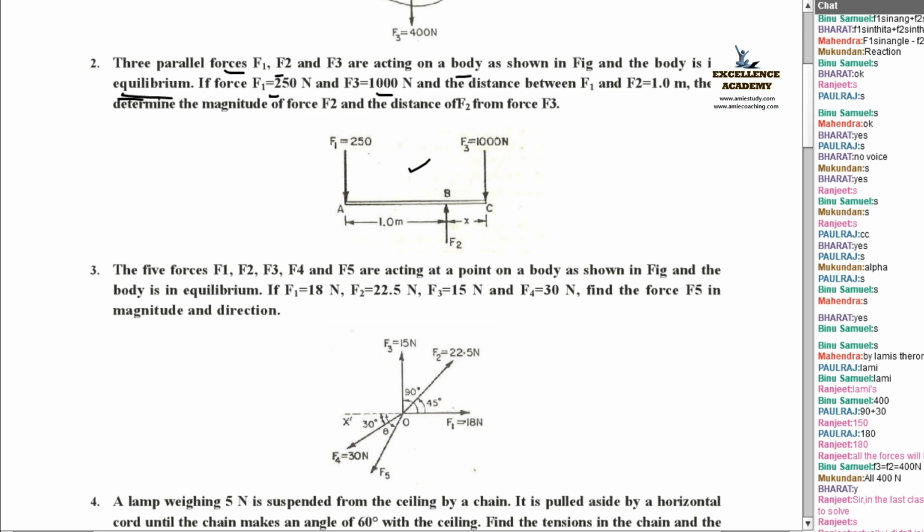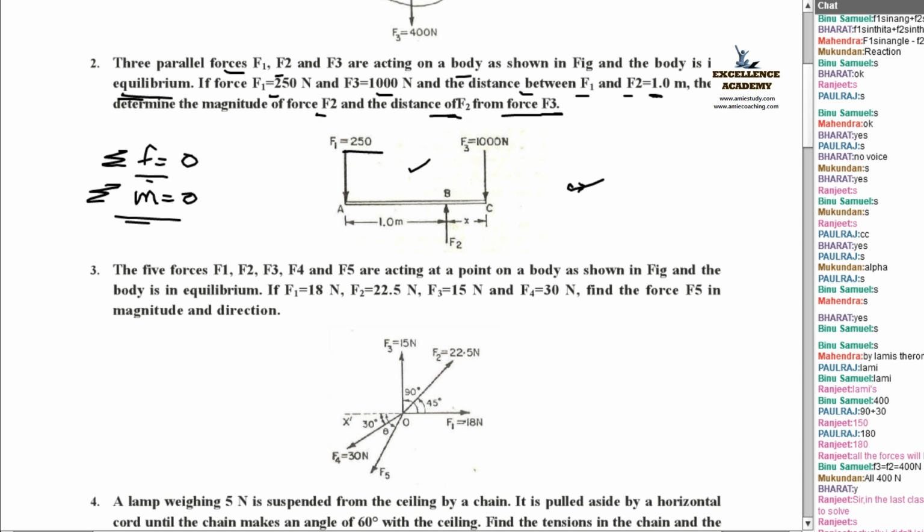And the distance between F1 and F2 is 1 meter. Determine the magnitude of force F2 and the distance of F2 from force F3. Read the question carefully. Three parallel forces F1, F2, F3 are acting on a body as shown, and the body is in equilibrium. Equilibrium means what? Sigma F is equal to 0, sigma M is equal to 0. That is our consideration.